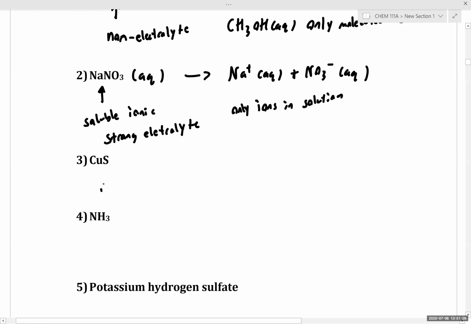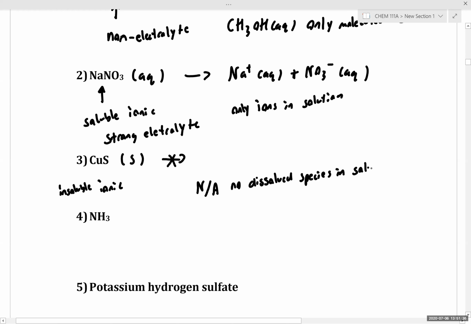Copper sulfide, it's ionic. And now my question is, is it soluble or insoluble? It's insoluble. So it's an insoluble ionic compound. It gets a solid symbol, so it's NR. There is no dissolved species in solution. It's just an insoluble precipitate.